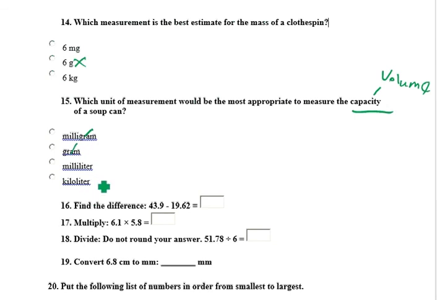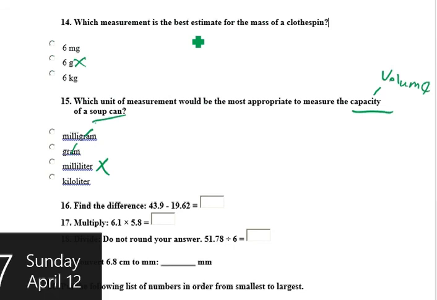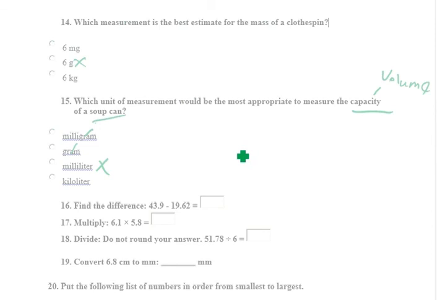A kiloliter is a lot. That's 1,000 liters. And think about a liter of water. Think about your soda pops or Gatorade containers. A lot of times they come in liters. A kiloliter is 1,000 liters, so that would be way too big for a can of soup. Therefore, if we measure in milliliters, that's 1,000th of a liter. Milliliter might be a little small, but it's better than a kiloliter.